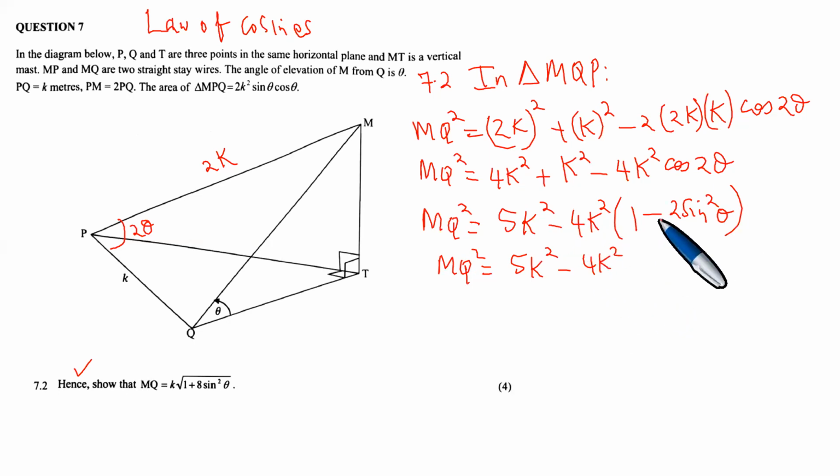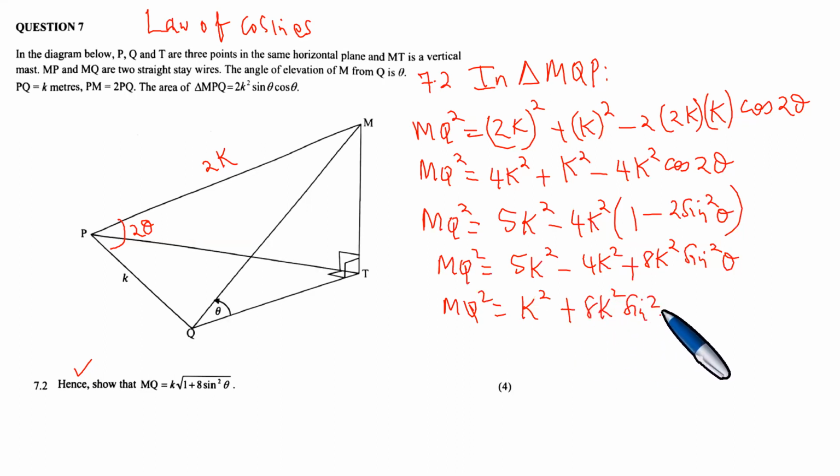You multiply these two, negative by negative is plus, 4 times 2 is 8k squared, the sine squared of theta. Right, from which we have MQ squared equals, what is 5 minus 4 of the k squared? Of course, we get a single k squared. So now we continue. We subtract 4 from 5, we get a 1, and then we get this one here, sine squared theta. So MQ squared is k squared into 1 plus 8 sine squared of theta.